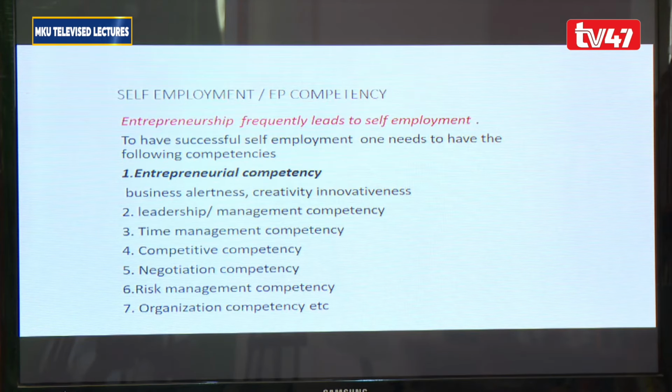So I said earlier that because of that desire to be autonomous, those who become entrepreneurs end up being in self-employment.